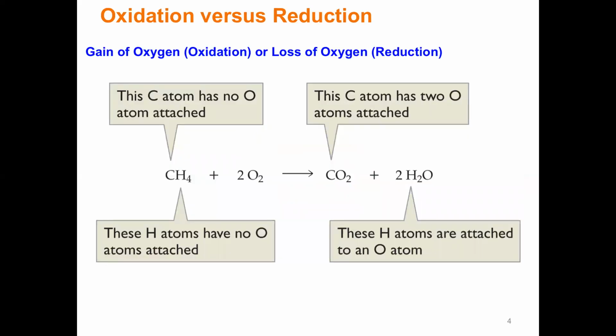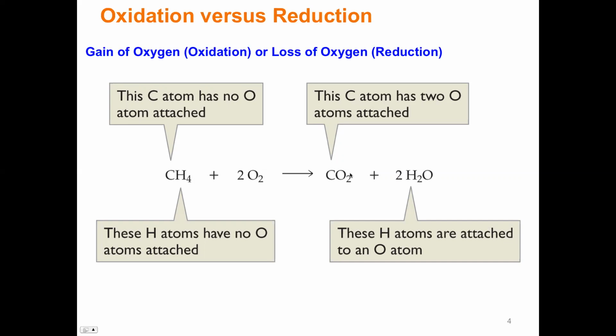The gain of oxygen is your oxidation, and the loss of oxygen is your reduction. Looking at this chemical reaction, there are two sides to it. During the reaction you've taken in oxygen, so the gain of oxygen is more evident on the product side. You can see there's an oxygen attached to the carbon; we made CO2 here. Over here, this carbon didn't have oxygen attached before. So carbon has been oxidized in this case because it gained oxygen.